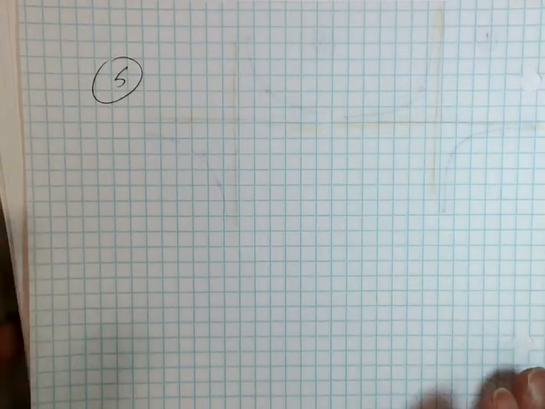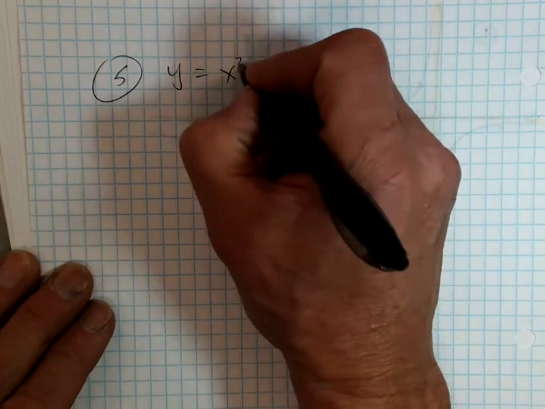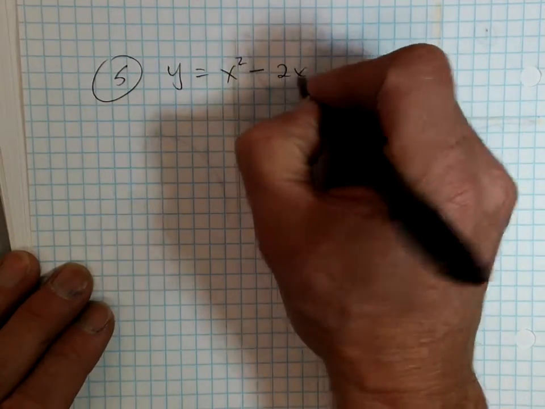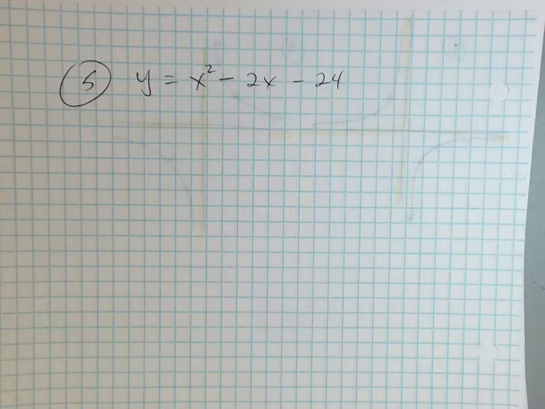All right, number 5. y equals x squared minus 2x minus 24, okay? So let's think about some things that we know. Some easy things we know. Is there anything that we know right off the bat to graph this?